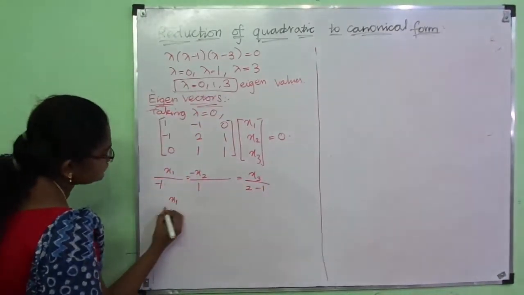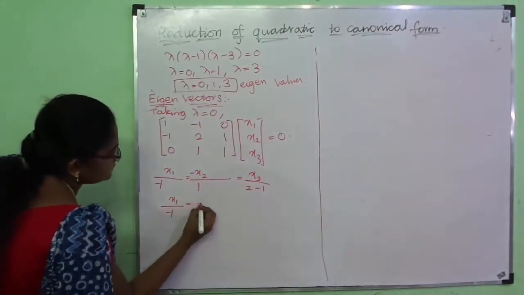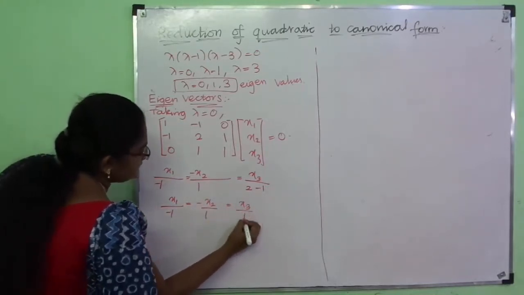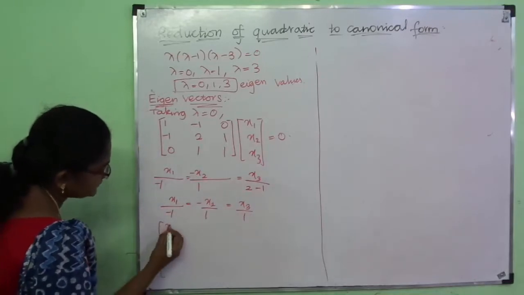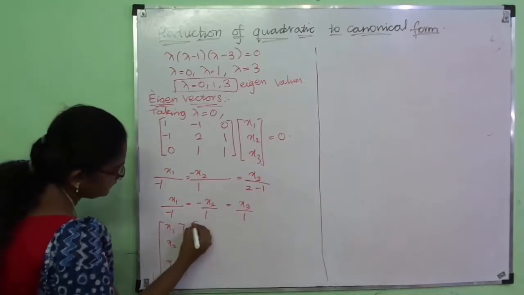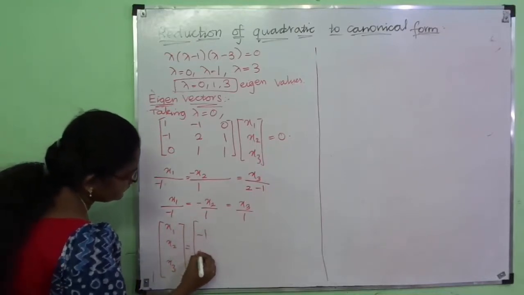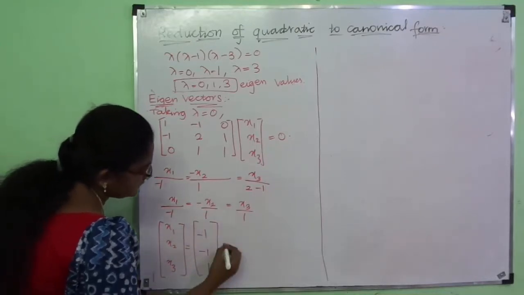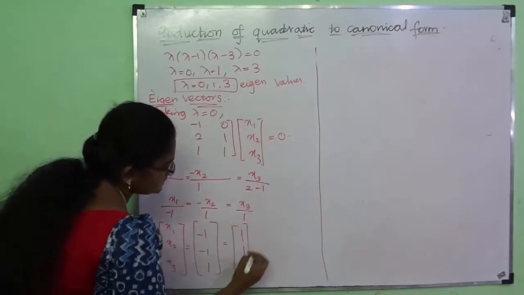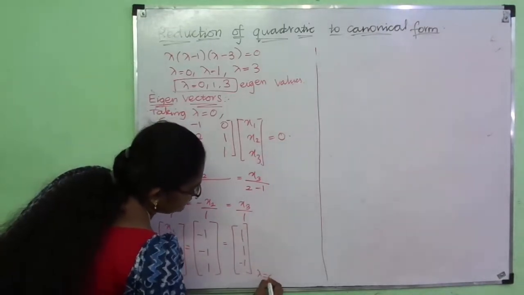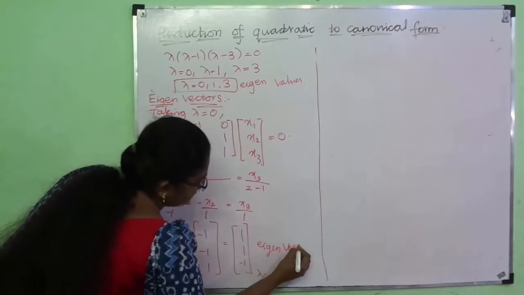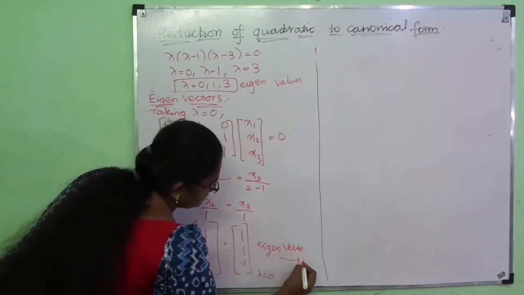And the next step, x1 divided by minus 1, which is equal to minus x2 divided by 1, which is equal to x3 divided by 1. The values of x1, x2 and x3 are minus 1, minus 1, 1. Simply, I am going to change the sign: 1, 1, minus 1. This is the eigenvector which corresponds to lambda equal to 0. This is the first eigenvector. Consider this equation as 1.